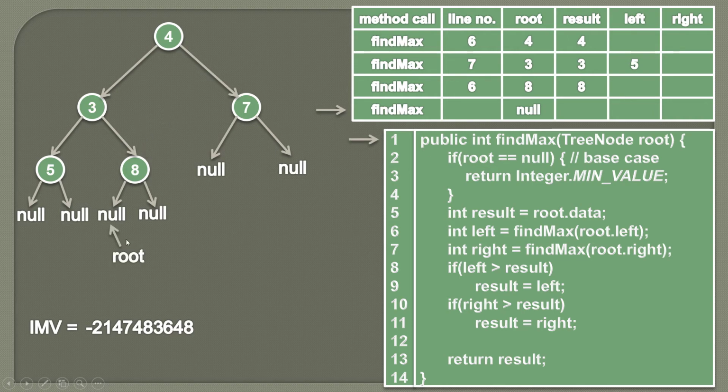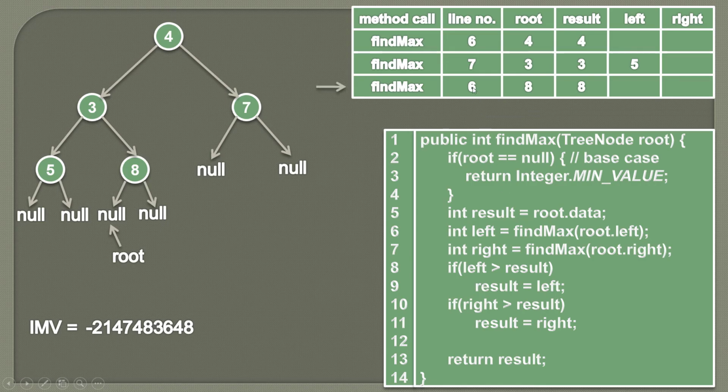Root will point to null. And root is equal to null. So we'll simply return the integer's minimum value. And this method will be removed from the call stack. And integer's min value will be returned to this findMax method. So it would look something like this.